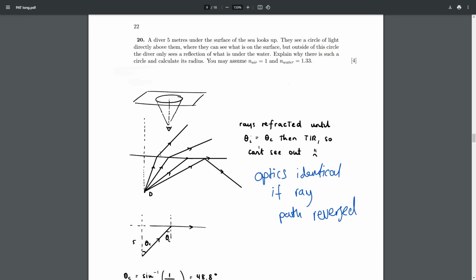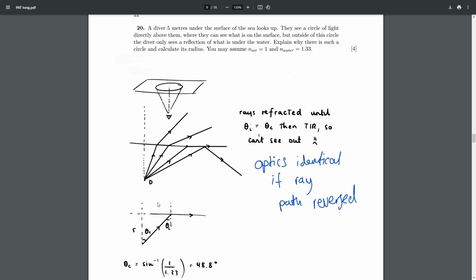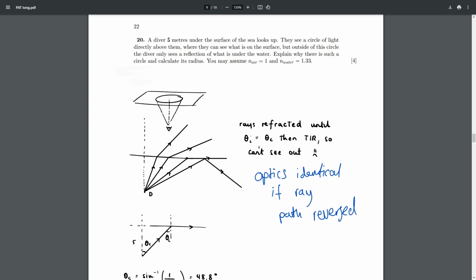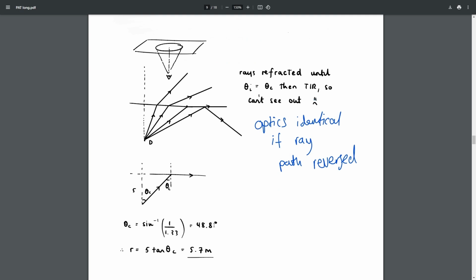And what's going to happen is light is going to refract out and he's going to be able to see whatever is on the surface until it gets to the critical angle here, where light is actually going to refract along the boundary. That's what this third one shows. And then this fourth line is showing when TIR is happening, total internal reflection, so he cannot see out, sadly. And we know he's 5 meters below the surface, and we're given the refractive indices of water and air. So we can find the critical angle to be 48.8 degrees.